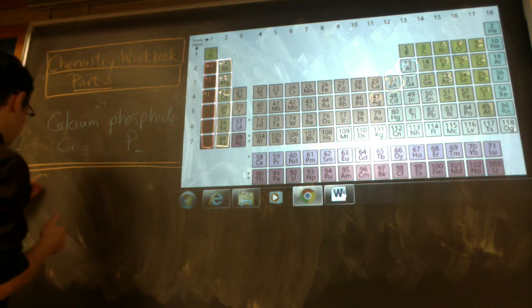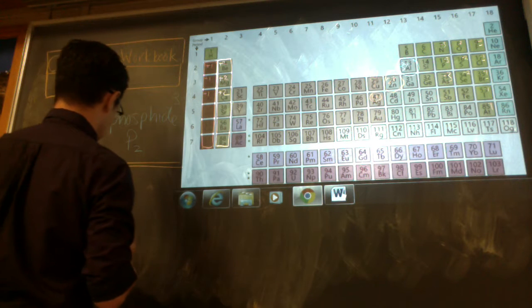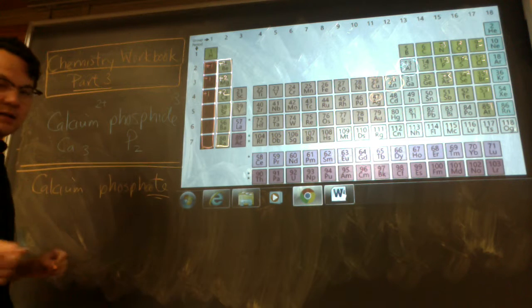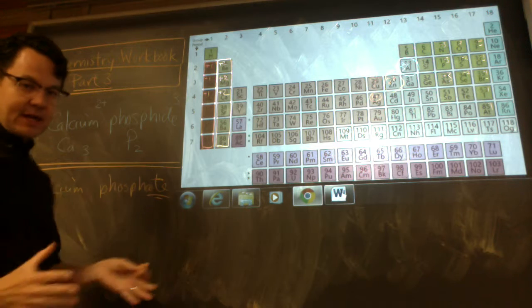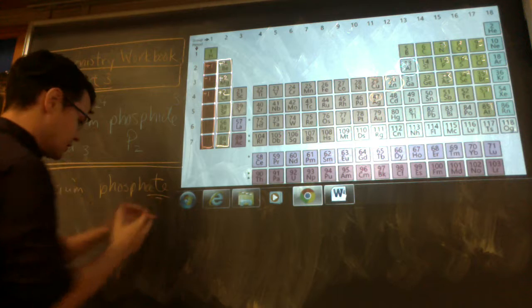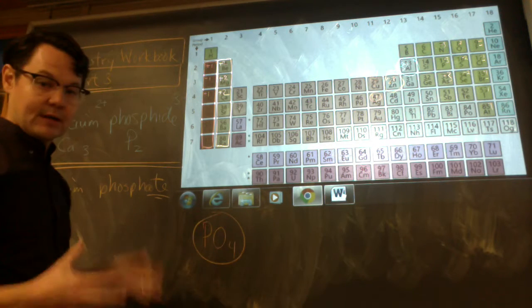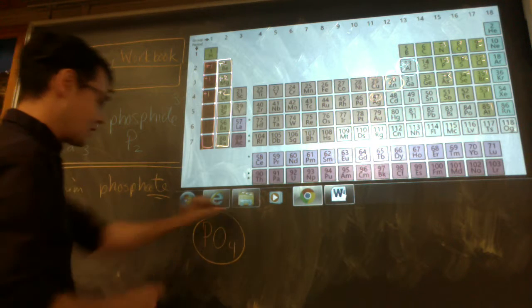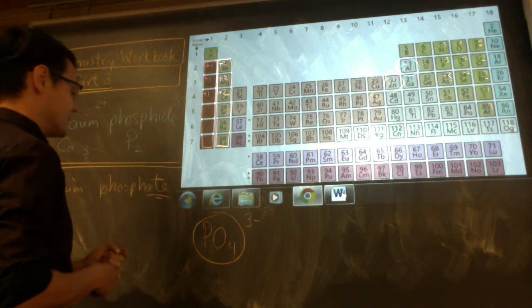Okay, so what we're going to do in this case is instead of phosphide, we're going to say calcium phosphate. When you see that "ate" at the end, it tells you it's no longer just phosphorus, it's phosphorus and a gang. And that gang is PO4. They travel around as a team and they don't separate. But as a group, they have a charge of also 3 minus. Same charge that phosphorus by itself has.